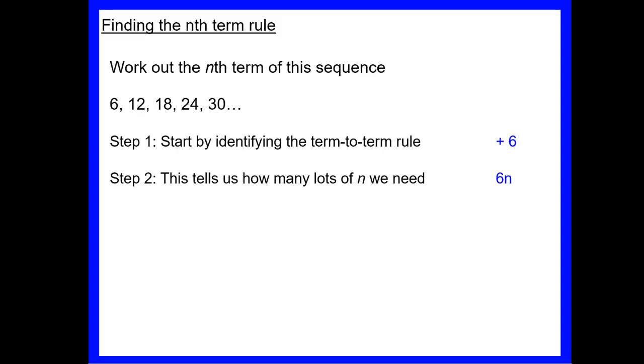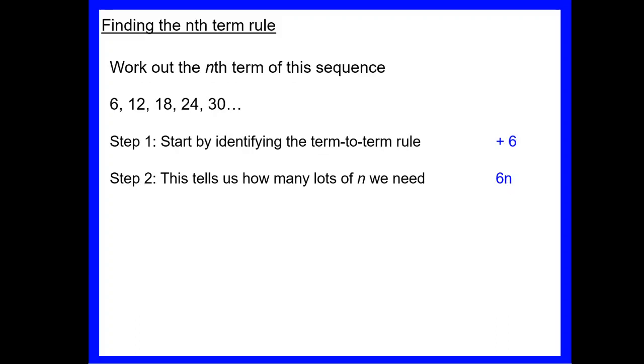The second step then is that number tells us how many lots of n we need. So that's telling us what we're going to multiply the position number by, because it's following the 6 times table. Okay, so we simply put an n after our term to term rule.